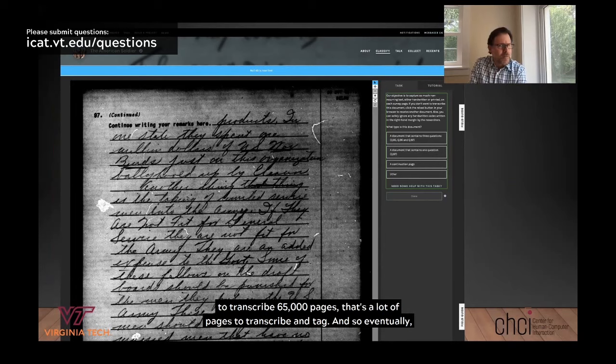But we needed to transcribe 65,000 pages. That's a lot of pages to transcribe and tag. And so eventually we decided to work with the largest crowdsourcing platform on the planet, which some of you, or maybe many of you, know of, called zooniverse.org, which has over 1.9 million members.